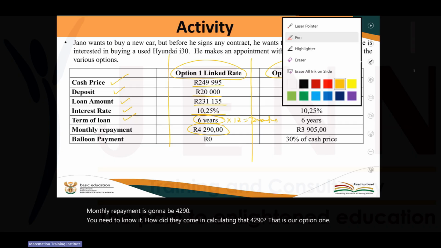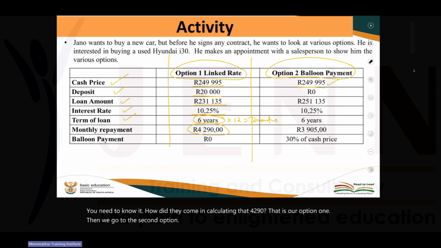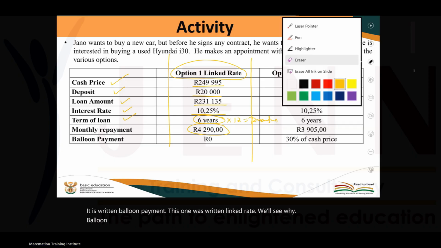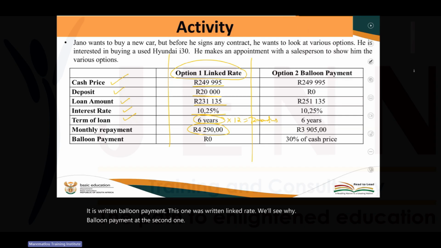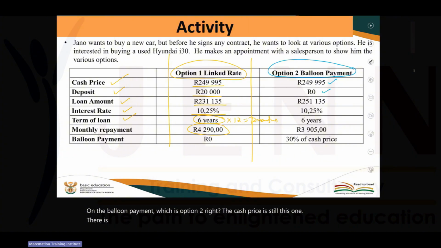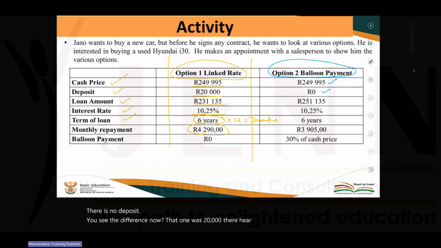Then we go to the second option. The second option is written balloon payment. The first one was written linked rate. We'll see why. Let's check what is happening in the second one. On the balloon payment, which is option 2, the cash price is still this one. There is no deposit. You see the difference now. That one was 20,000 there. Here, you are paying nothing as a deposit.